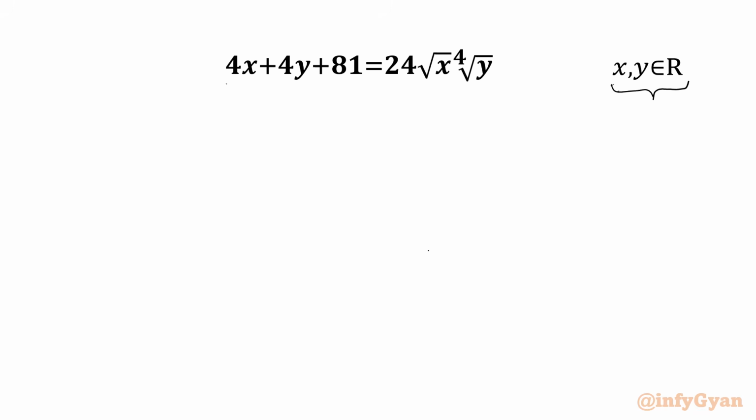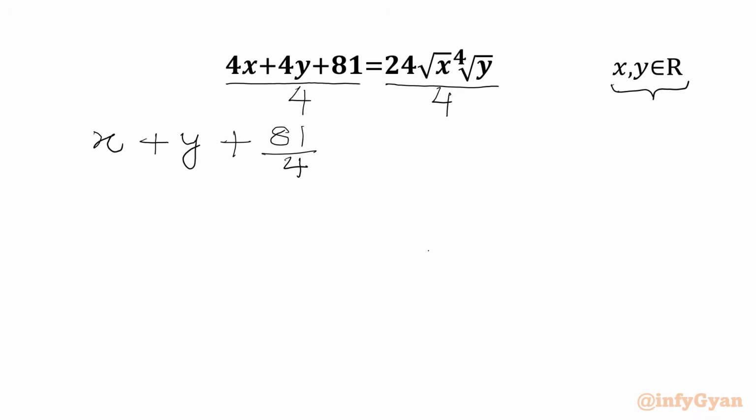Now we are going to divide our equation by 4 on both sides, so that the coefficient of x and y will be 1. We will write the equation x plus y plus 81 over 4 equal to 24 over 4 is 6, square root x, 4th root y.